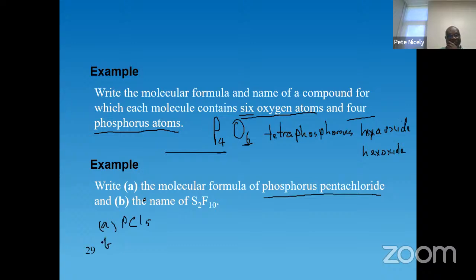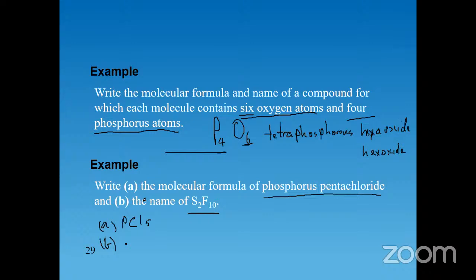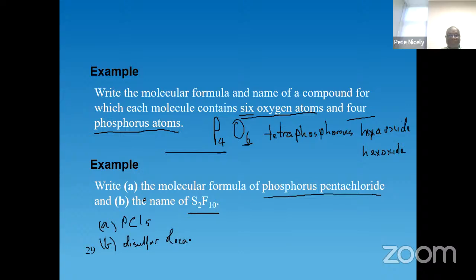And then the next question is the name of S2F10. So they gave you the formula, S2F10, and they're asking for the name. So what would you say the name of this compound is? Disulfur. Decafluoride? Decafluoride, exactly. All right, so that's basically how you name this compound.